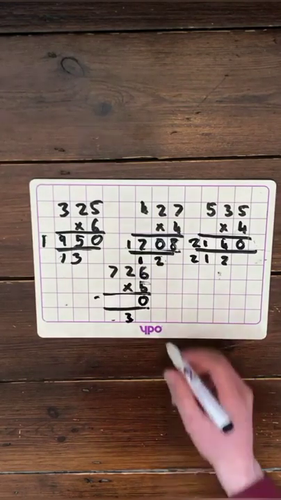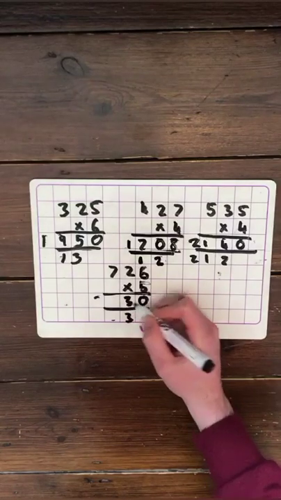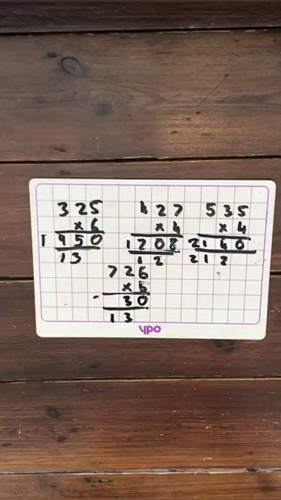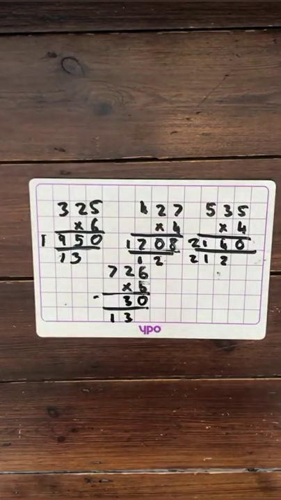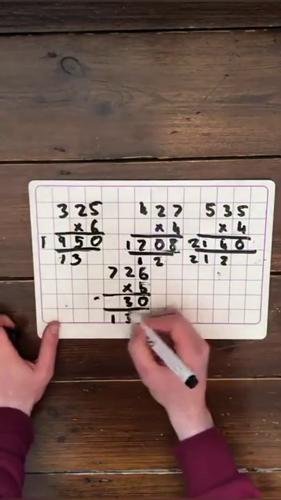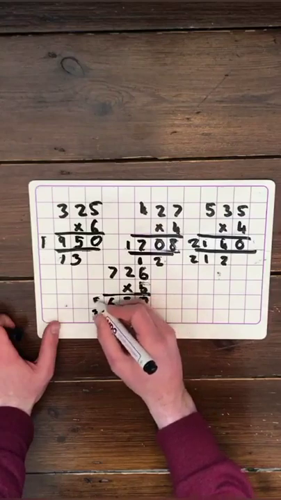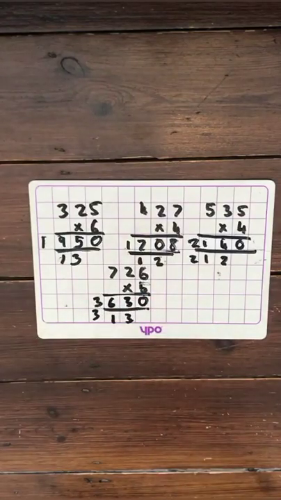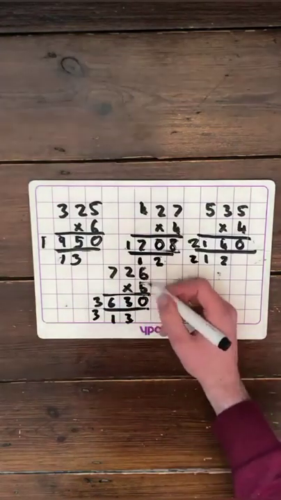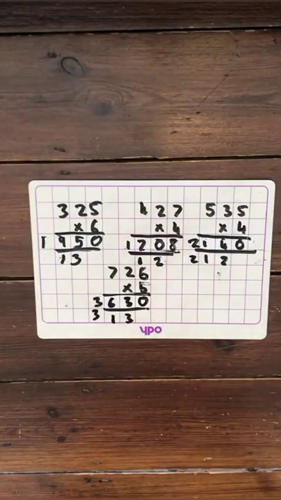5 times 2 is 10, plus the 3 is 13. 5 times 7 is 35, plus the 1 is 36. 3,630. Let's just do a check on this. 6 times 5 is 30. And yeah, nice and simple there.